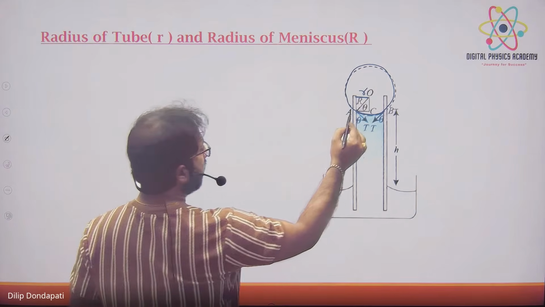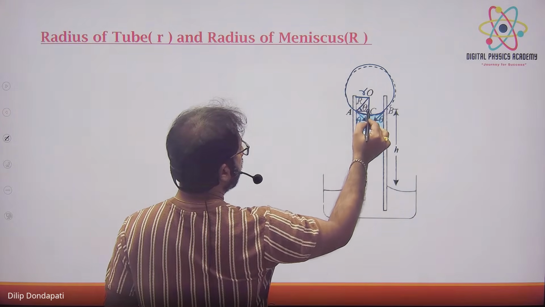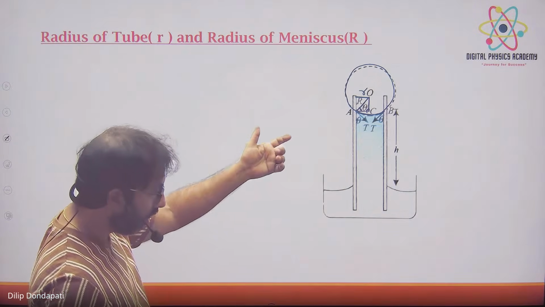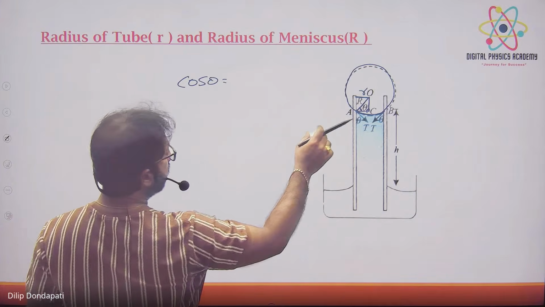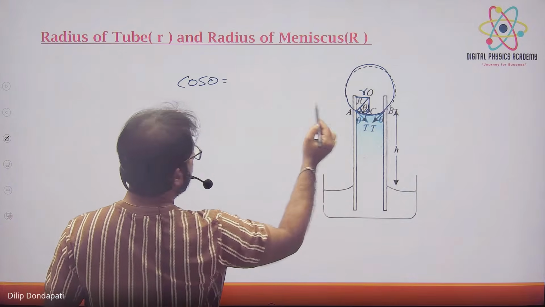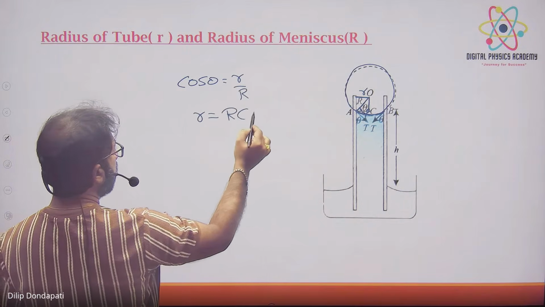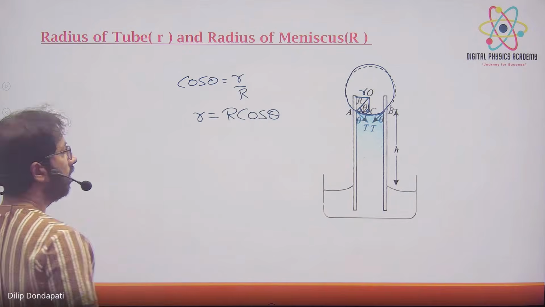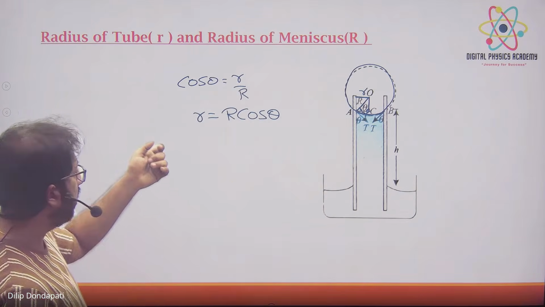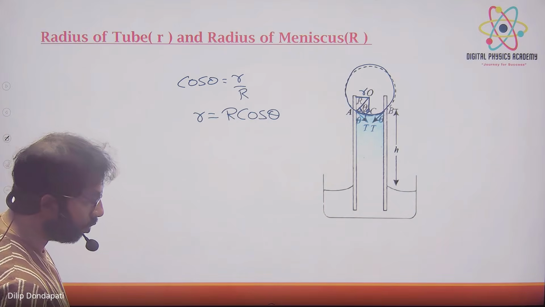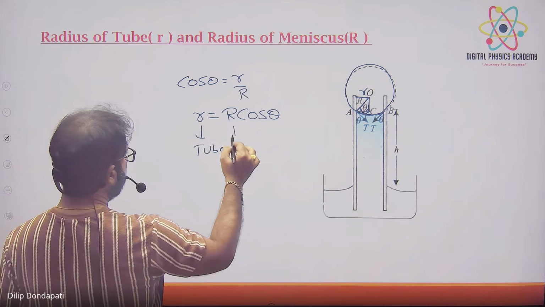If I take the right angle triangle in this, now apply cos theta. Cos theta is equal to adjacent by hypotenuse. Adjacent is nothing but small r, so cos theta is r by R. Therefore, r is equal to R cos theta. This is the relationship between small r and capital R. Capital R is the radius of the meniscus, and small r is the radius of the tube.